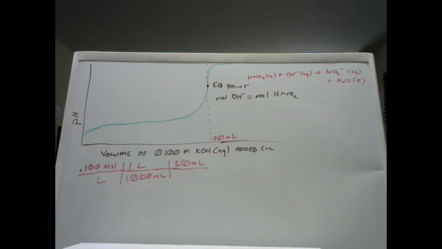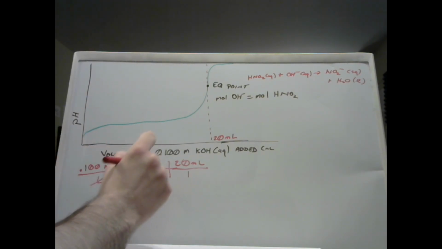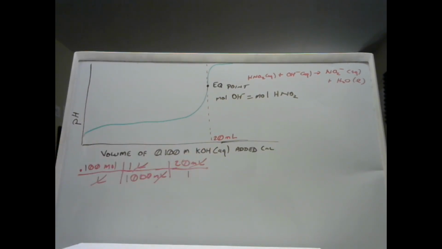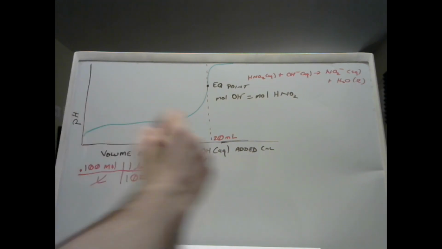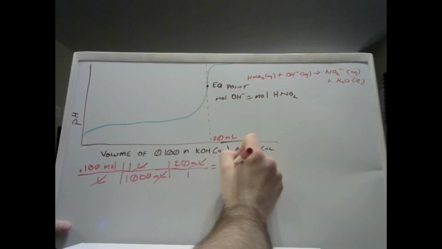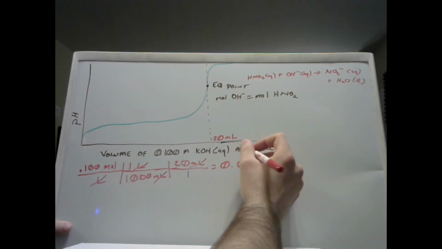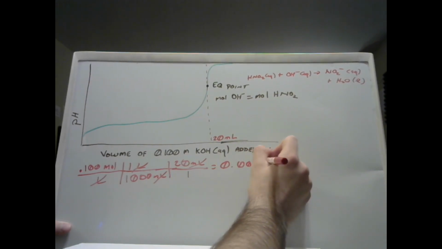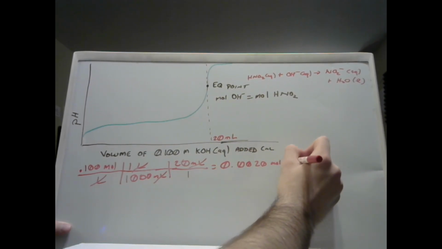And notice how I did this one backwards. Either way will work. If you want to start with the 20, work your way forward. If you want to use the 0.01, work your way backwards. Whatever floats your boat, as long as your units cancel and leave you with only moles left behind. Awesome. So if we do that math out, we find that there is 0.0020 mole KOH.